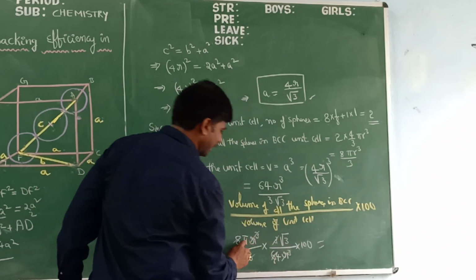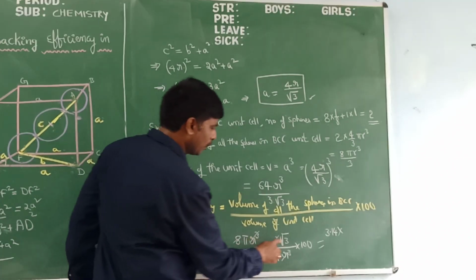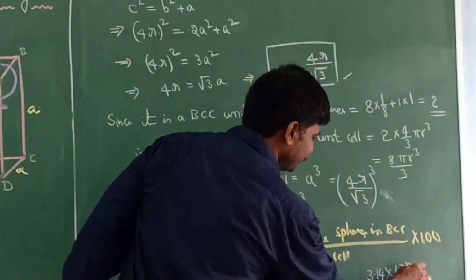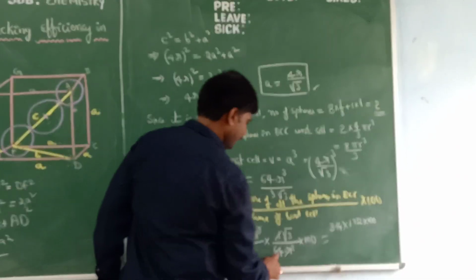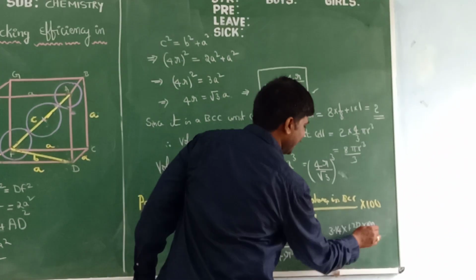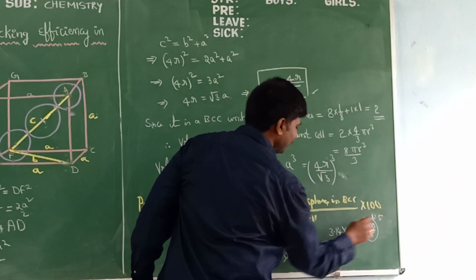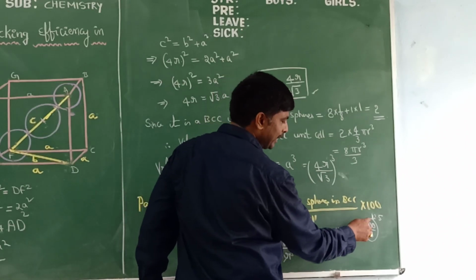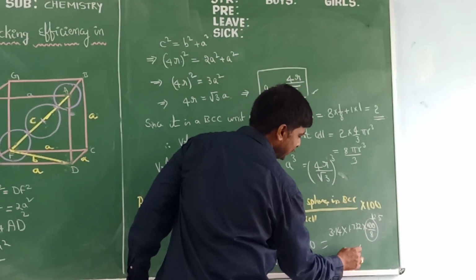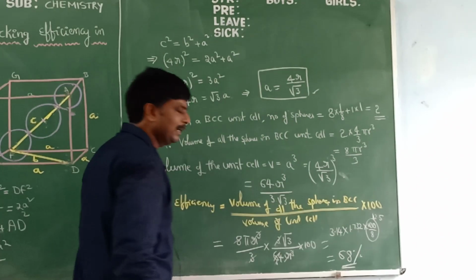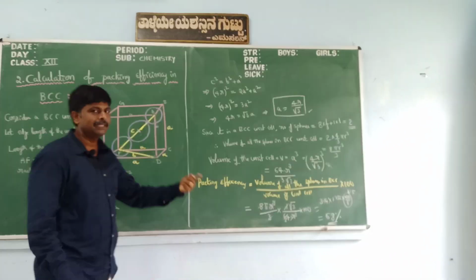So what is there finally? Pi, that is 3.14, root 3 is 1.732, into 100 by 8. 100 by 8 is 12.5. So you simplify 3.14 into 1.732 into 12.5, you will get 68%. This is the packing efficiency in BCC. How much did it come? 68%.